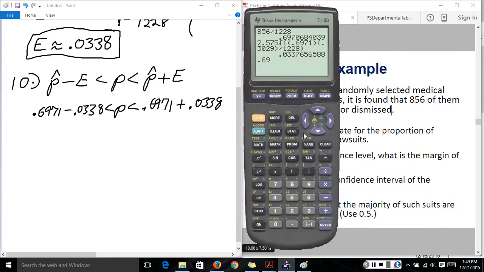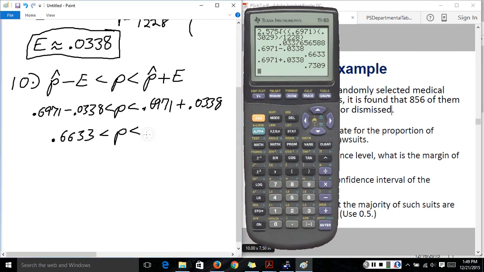Now, 0.6971 minus the margin of error. That gives me my left value, my left bound. And when I add, I get the right bound. This is my answer.